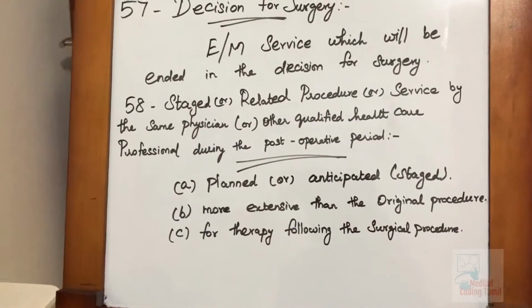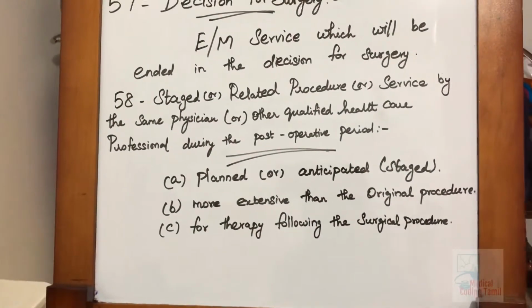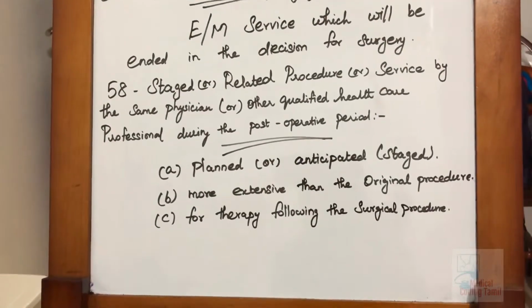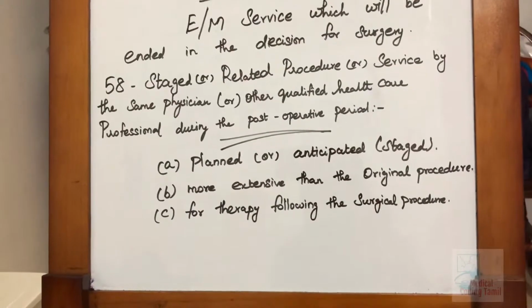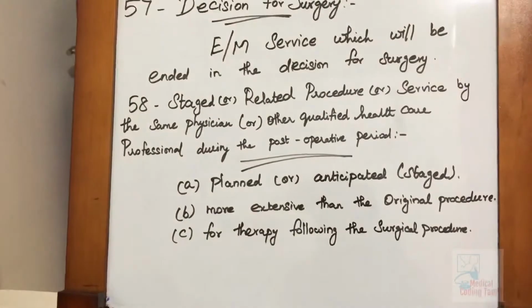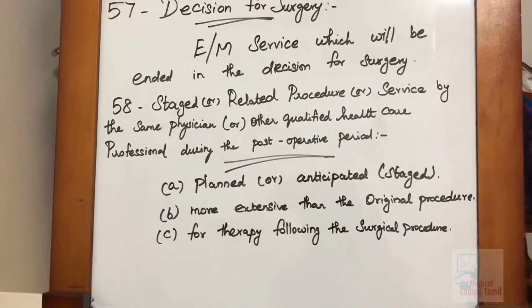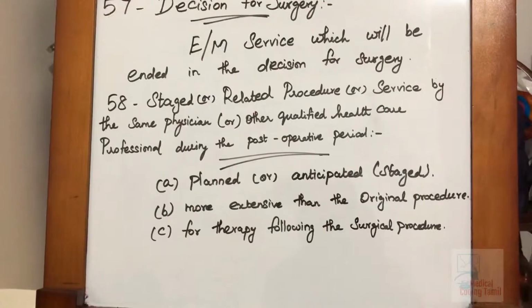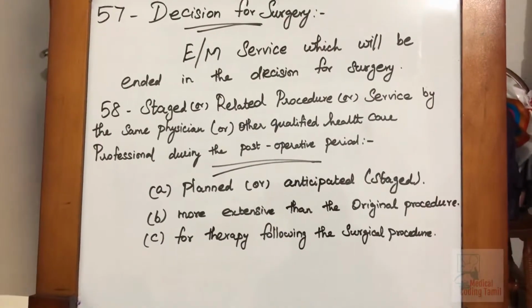Any planned or anticipated procedure, or a procedure which is more extensive than the original procedure, or therapy following the surgical procedure which is done in the postoperative period, then the procedure codes are added with modifier 58. Any unplanned procedures done in the postoperative period, in the operating suite, then we have to refer to modifier 78 for the suitable modifier which can be given to the procedure.